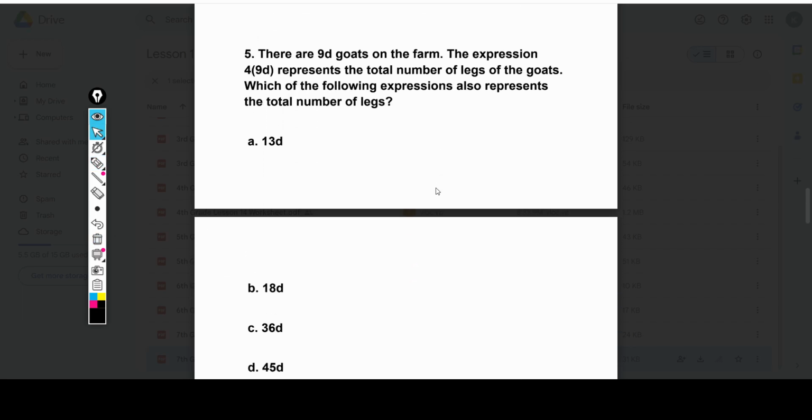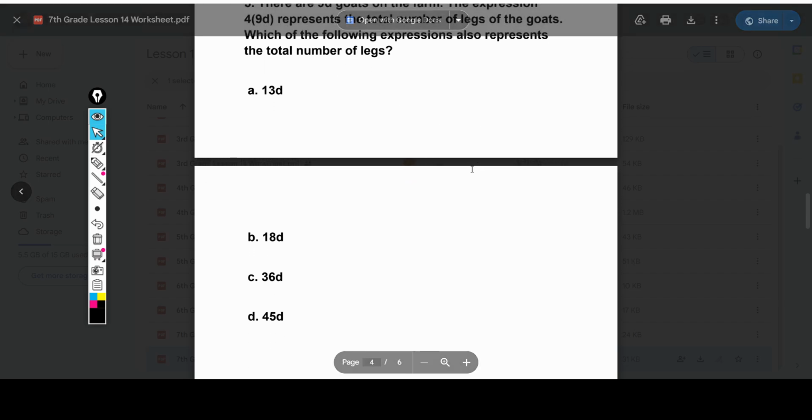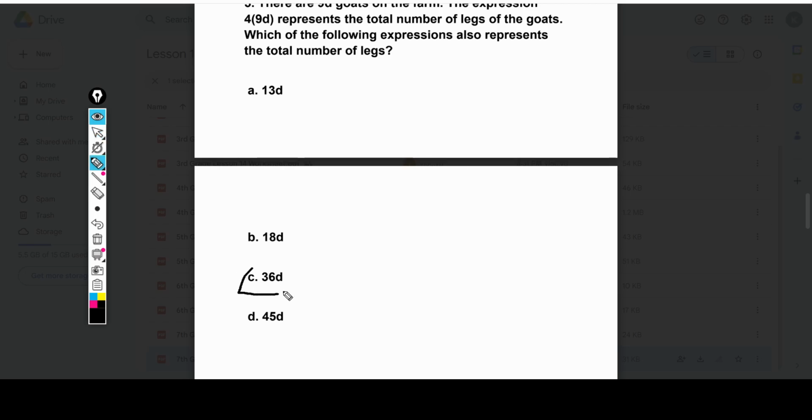Alright. For our next question, we have 90 goats on a farm. And so this expression, 4 times 90, represents the total number of legs, because each goat has 4 legs. So which of the following expressions also represents that? Well, we multiply 4 and 90. What's 4 times 9? It's 36. Pretty simple, I think. So 36D.